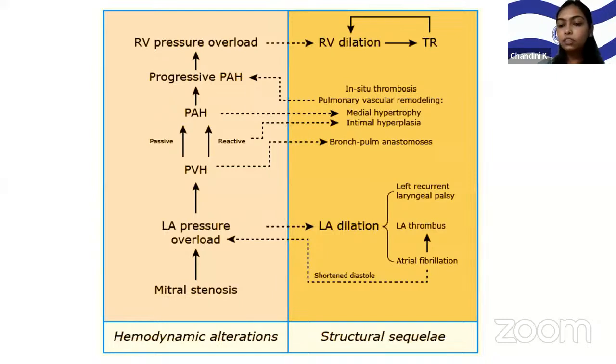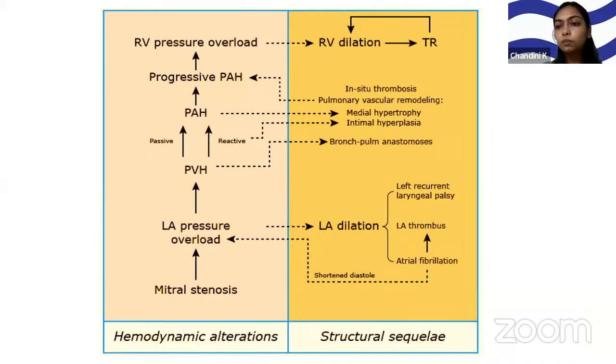And as atrial fibrillation progresses, due to increased stasis of blood in the left atrium, there is increased risk of formation of left atrial thrombus. And also, progressive dilatation of the left atrium can cause compression of the left recurrent laryngeal nerve, leading to palsy. This is the sequel of left atrial pressure overload.